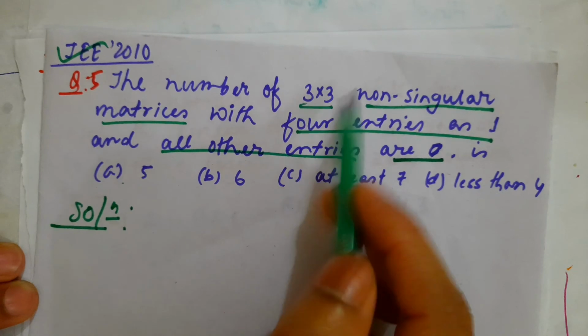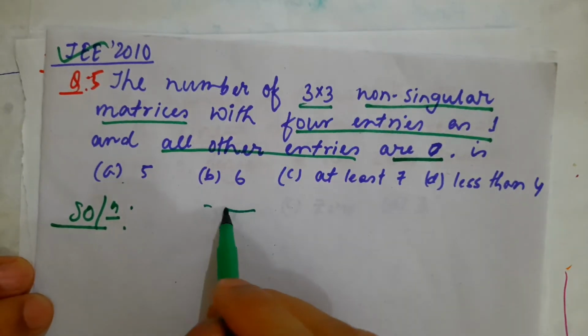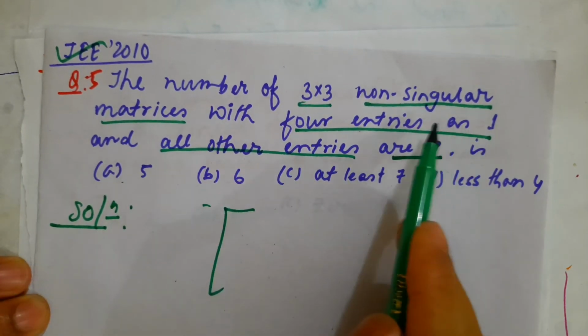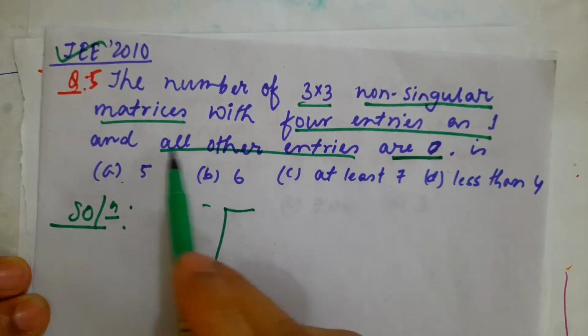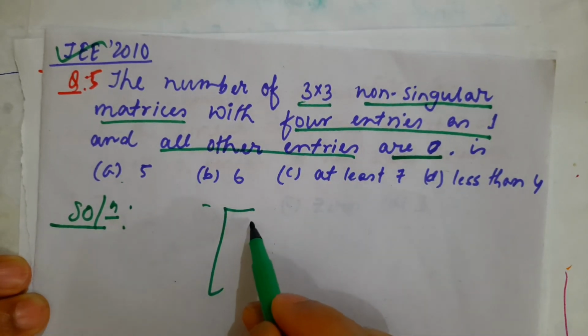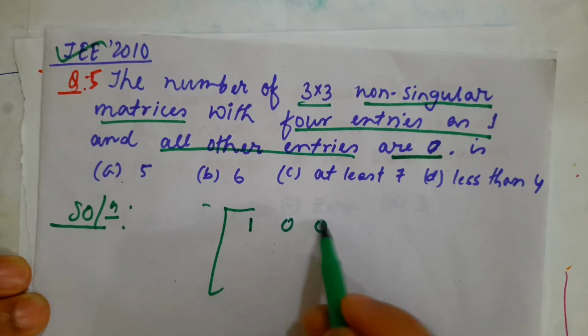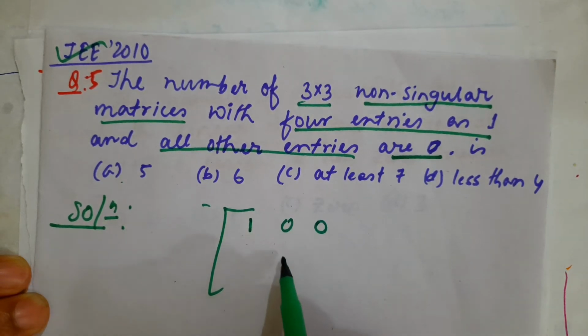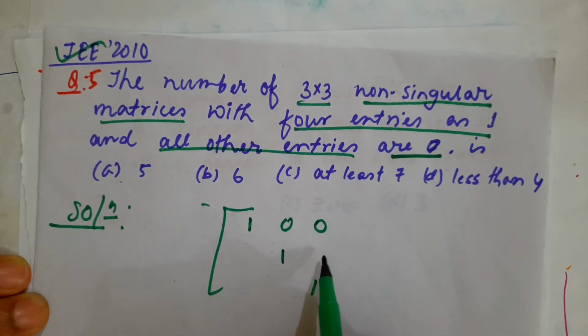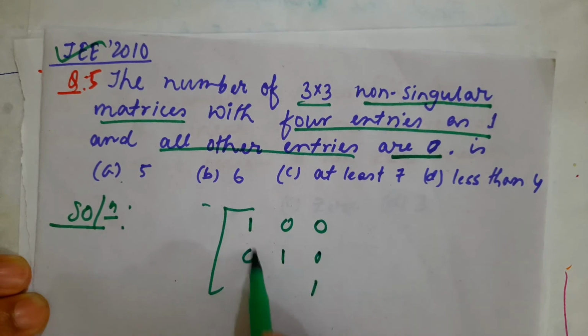Here a 3 by 3 matrix is given with 4 entries as 1 and other elements as 0. So 4 entries, I'm taking this way: 1, 1. It may be 0. It may be 0.